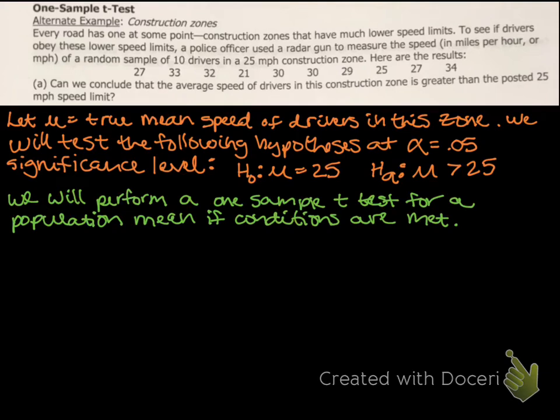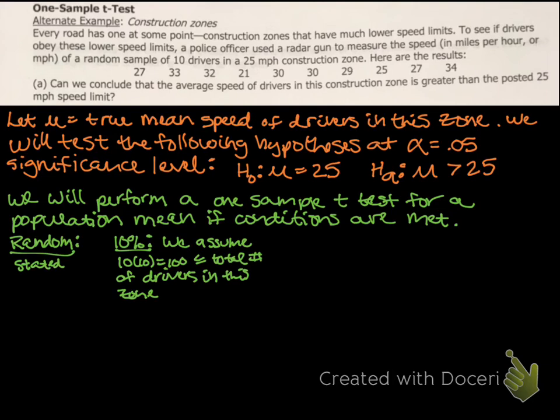We will perform a one-sample t-test for a population mean if conditions are met. Random, stated, random sample. 10%. We assume 10 times 10 equals 100 is less than or equal to the total number of drivers in the zone. That's a reasonable estimation, a reasonable assumption.